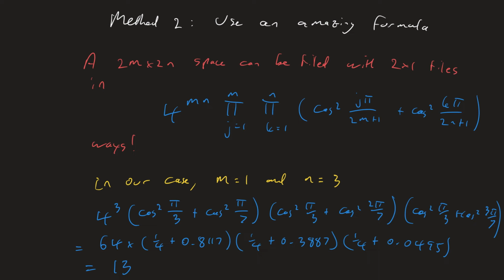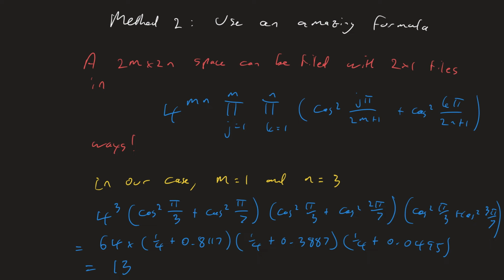The next term, the j remains 1, so this term will always be the same. We've got cos squared pi on 3 here, here and here. And in the second term, k increments 1, 2 and 3. So the first time we've got pi on 7, then 2 pi on 7, then 3 pi on 7.